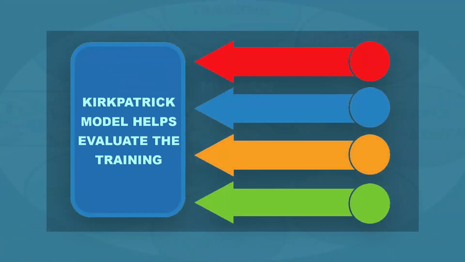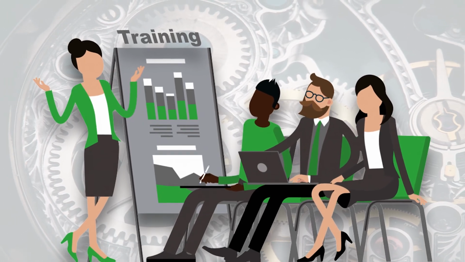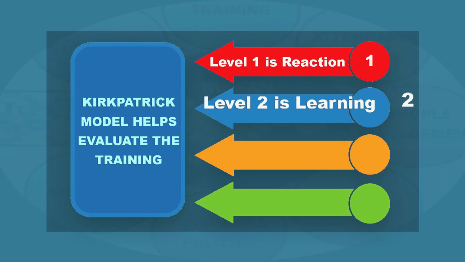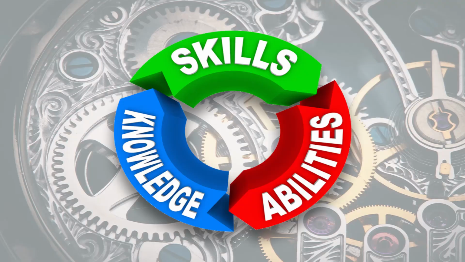There are various methods to perform this assessment. As per the Kirkpatrick model, the levels to evaluate the training are: level 1 is reaction, which means the degree to which employees find the training relevant to their jobs, favorable and engaging. Level 2 is learning, which means the degree to which employees acquire the intended skills, knowledge, confidence, attitude and commitment based on their participation in the training.